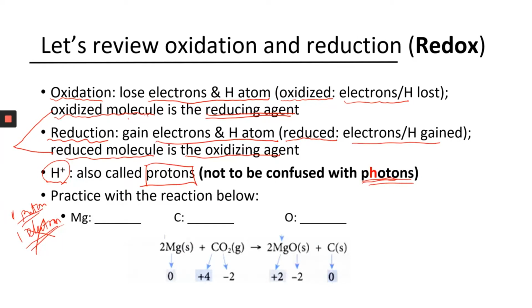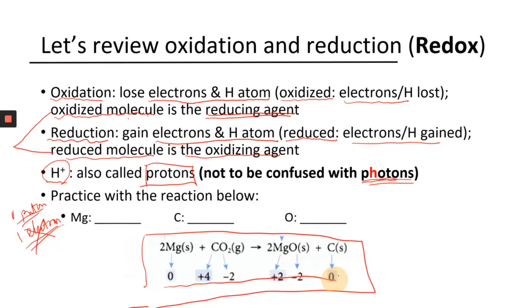Okay, so let's do a quick practice with this chemical reaction. So we have magnesium, we have carbon dioxide, and then we have magnesium oxide and then carbon. So in this reaction, to make it easier, I've given you these numbers so you can kind of decide which one is oxidized, which one is reduced, or it doesn't change at all. Okay, so I'll give you a few seconds.